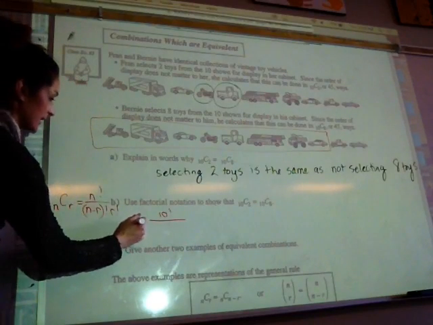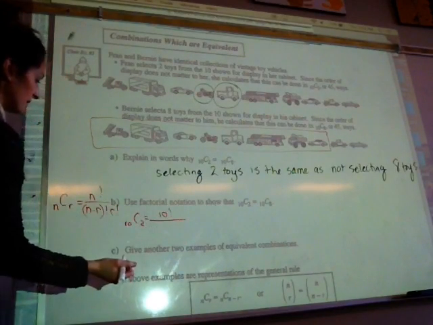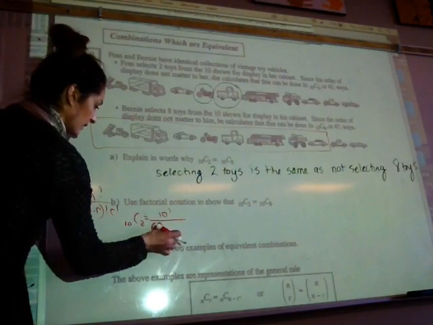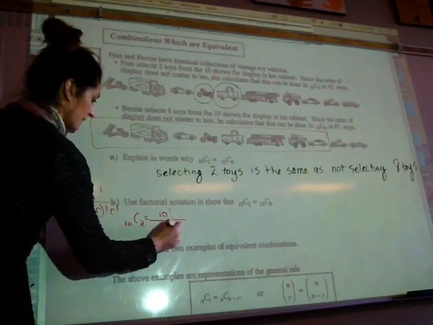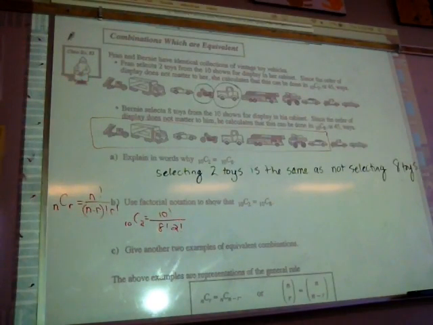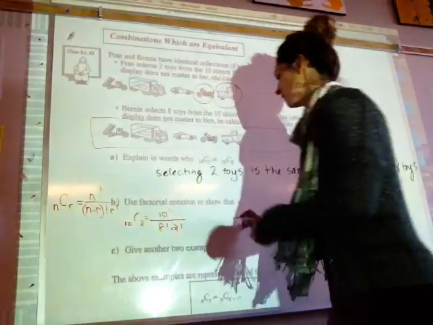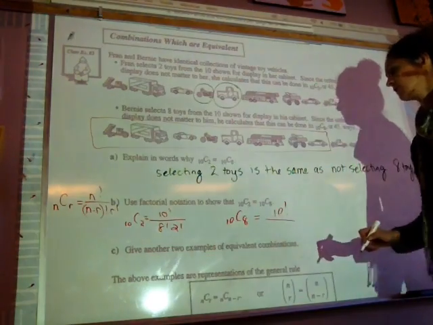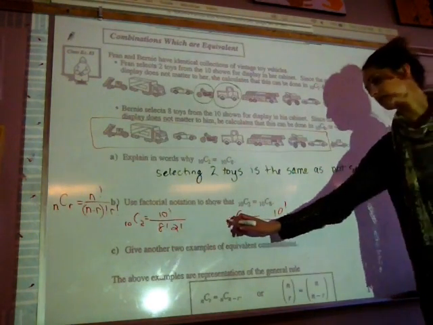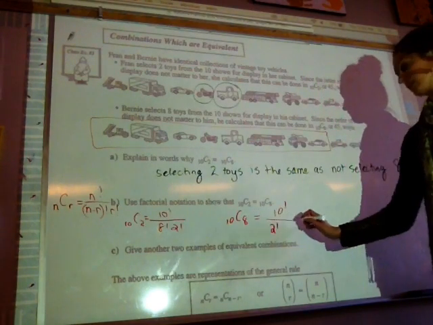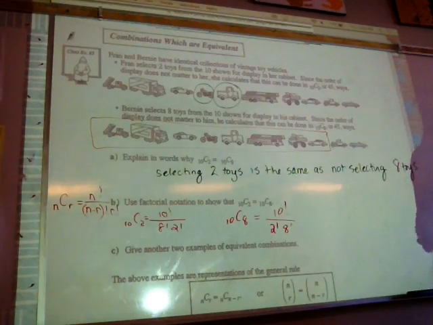Maybe let's write out 10 choose 2 first. 10 choose 2 equals 10 factorial divided by 10 minus 2, so that's 8 factorial, times 2 factorial. And 10 choose 8 would be 10 factorial divided by n minus r, so 10 minus 8 factorial, which is 2 factorial, times 8 factorial. Same.